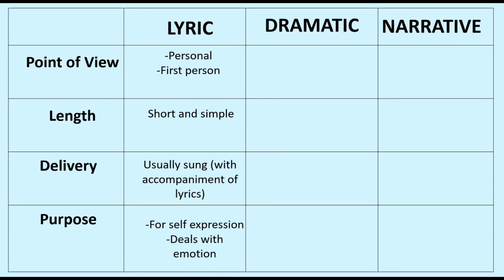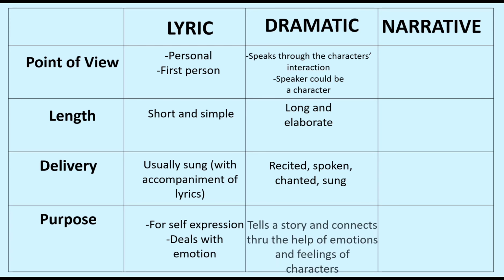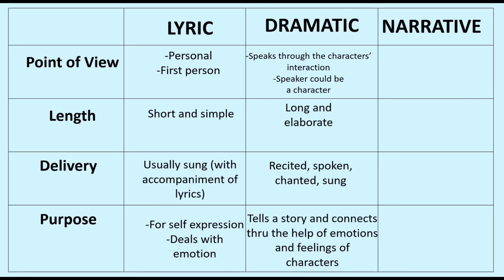Dramatic poetry. Point of view: speaks through the characters' interaction. Speaker could be a character. Length is long and elaborate. Delivery is recited, spoken, chanted, and sung. While the purpose tells a story and connects through the help of emotions and feelings of characters.